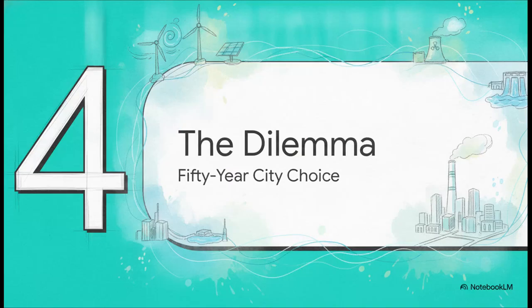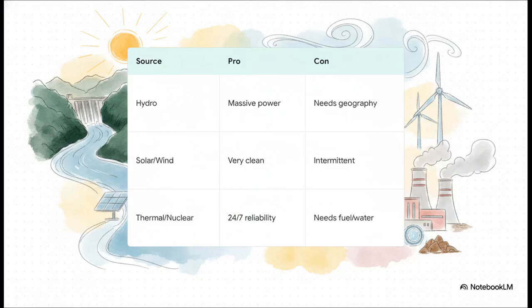Which leads us perfectly into Section 4, the dilemma, the 50-year city choice. So, this right here is the ultimate engineering challenge I really want you to think about as you construct your physical tabletop models. Let's quickly summarize the core trade-offs. Hydro gives you massive, incredible power, but you need a giant river valley. Solar and wind are wonderfully clean, but they suffer from intermittency, which is a fancy way of saying they stop working at night or when the wind dies down.